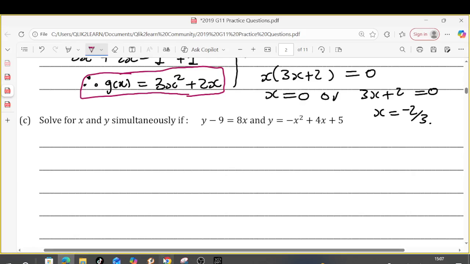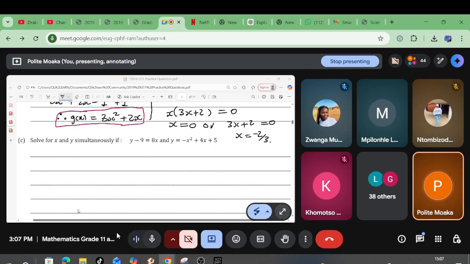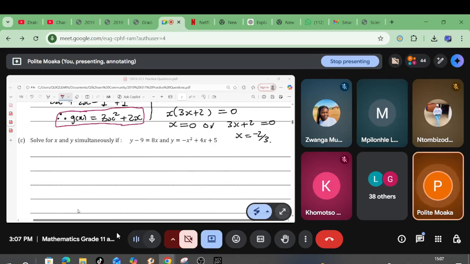To solve this simultaneous equation, we have to make one variable the subject of the formula, so that we can substitute. Am I correct? Yes, that's very correct.